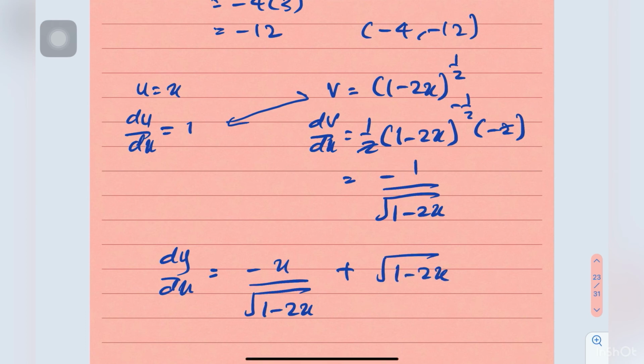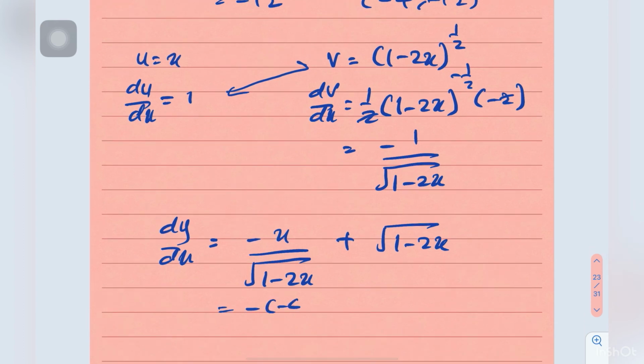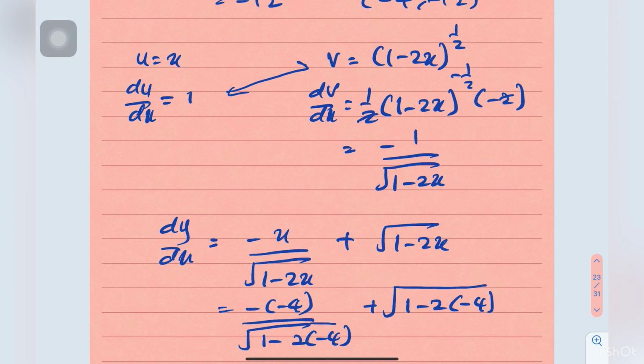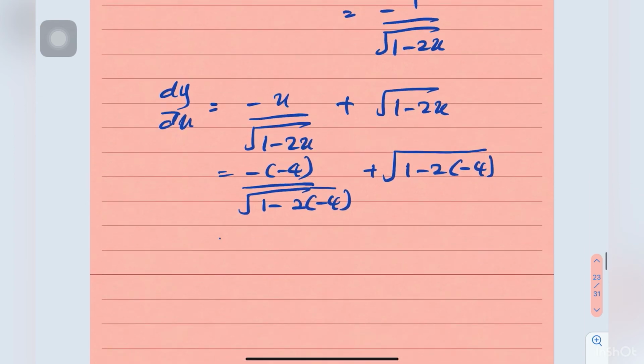Then we substitute x equals negative 4. So negative 4 over square root of 1 minus 2 times negative 4, plus square root of 1 minus 2 times negative 4. So here we have 4 over 3 plus 3. So 4 over 3 plus 3 is 4 plus 9, 13 over 3. So 13 over 3.